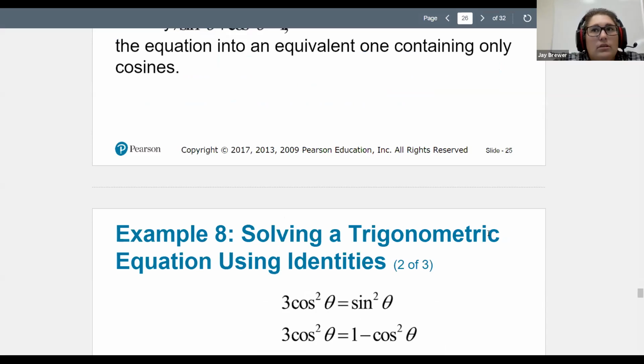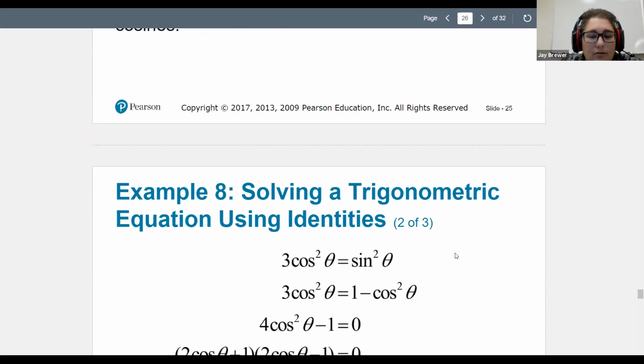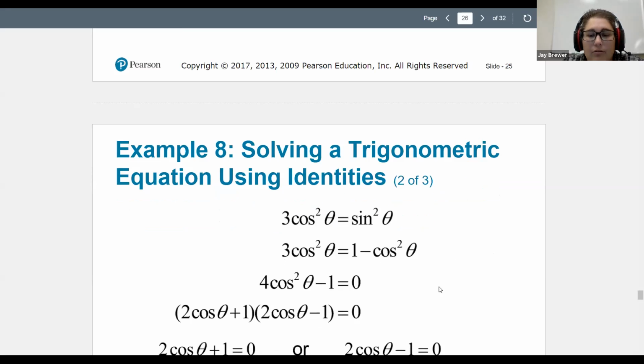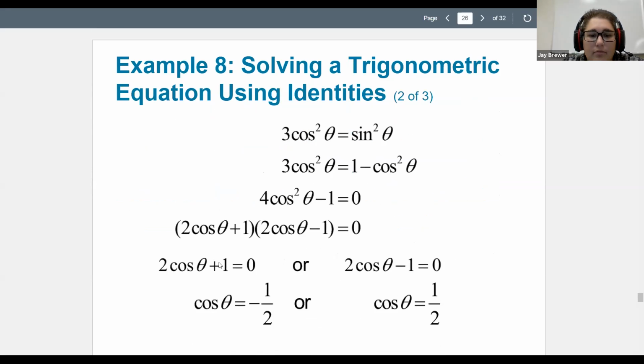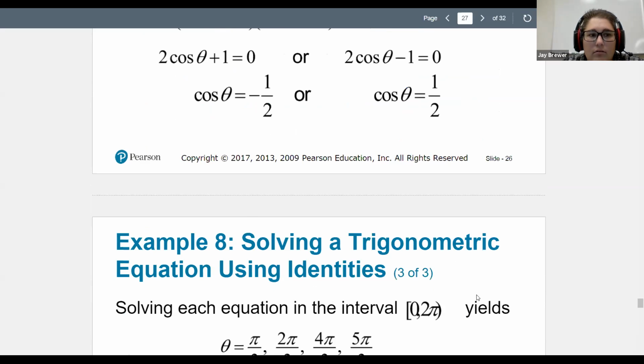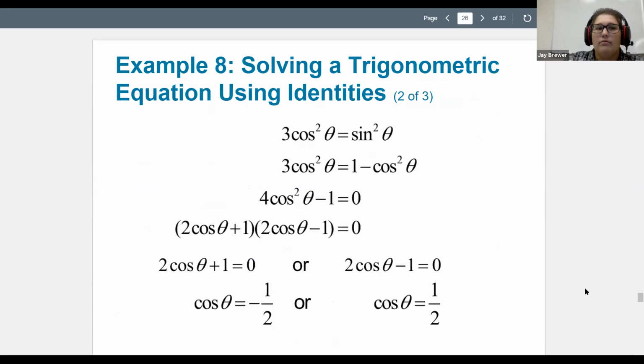So they used the Pythagorean identity to rewrite the equation so everything is written in terms of cosine. I'm sure you could have done it the other way. In fact, if someone has, let me know and you can write it out. Bet you end up with the same answer. So 4 cosine squared theta minus 1 equals 0. Then they go through and factor. Okay. So you get negative 1/2 or 1/2. Anybody need that for a few seconds longer if you're writing down notes?